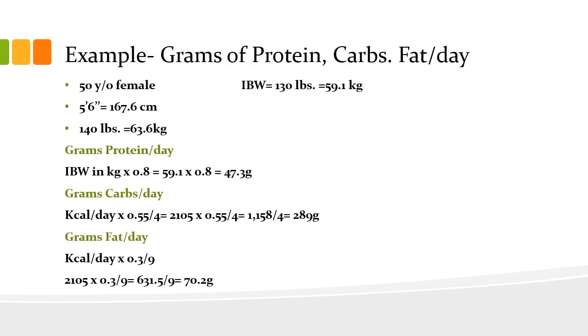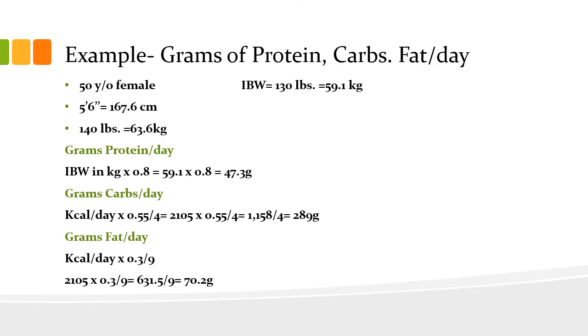Now let's look at examples of calculating grams of protein, carbs, and fat per day. We have a 50-year-old female who's 5'6". Let's make her 167.6 centimeters. She's 140 pounds, which makes them 63.6 kilograms. Ideal body weight is 130 pounds, which is equal to 59.1 kilograms.